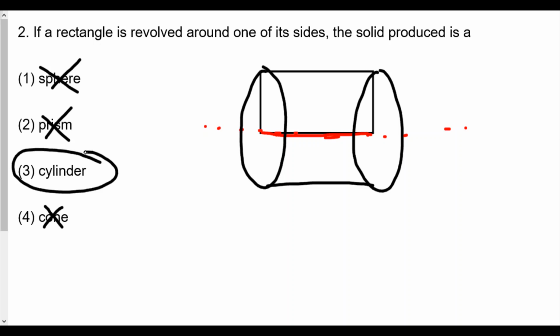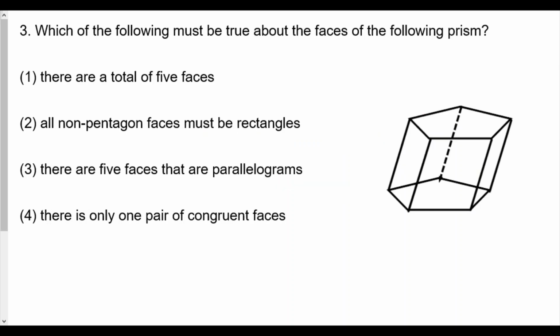So you have to imagine this case, and drawing the figure is helpful. Question number 3. Which of the following must be true about the faces of the following prism? Now there are a total of 5 faces. Actually, that's not true. We have the top and the bottom, those are 2 faces, and then 5 along the edges. So there are 7 faces here. This is why choice 1 is no good. All non-pentagon faces must be rectangles. That would be sort of true, except they're tilted. We see that the sides are parallel, but they're not forming a right angle, so they're not going to be rectangles.